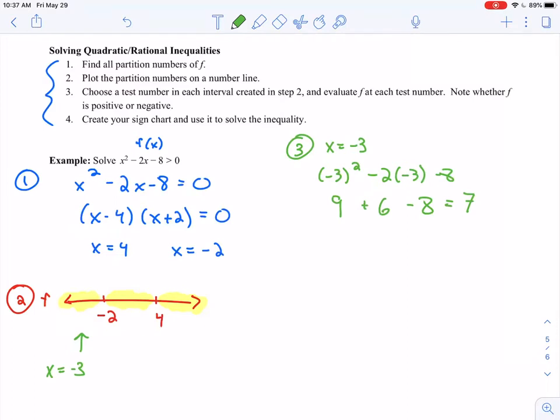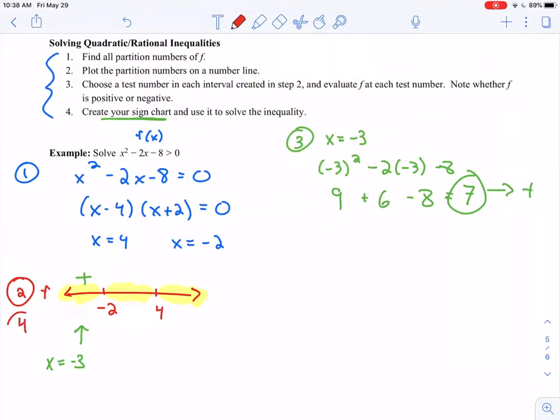So, okay, positive 7. The thing I'm really interested in is to note whether f is positive or negative. I really care about the sign here. Steps 3 and 4, I'm going to do together here. I know that I ended up with a positive number, right? So over that interval where I picked x equals -3 from, I'm going to put a plus sign here to remind myself that we ended up with a positive number. And this is going to be the sign chart that I'm working with.